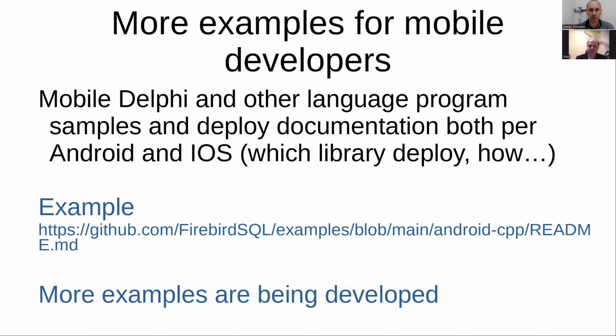One of the first emails which came was a request to have more examples for mobile developers. This is truly an interesting and important area. As you know, Firebird runs on Android and runs on iOS. There is an iOS build being developed. But there are very few examples. One of them is listed here in this presentation.